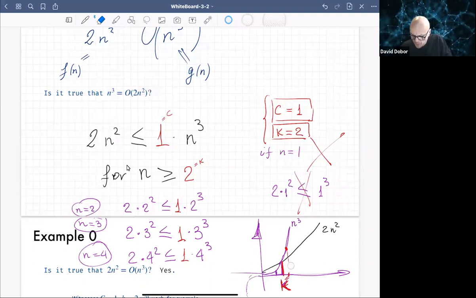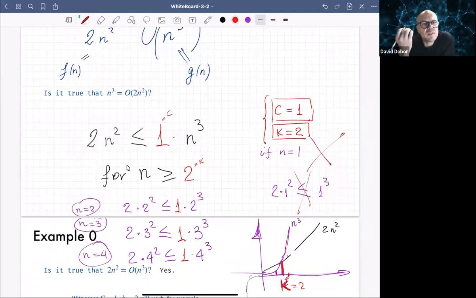K is exactly 2. In the future example, it won't be exactly 2. In fact, k is exactly 2. At 2, these two lines intersect. 2n squared and n cubed intersect exactly at n equals 2. And when n becomes larger than 2, then n cubed dominates 2n squared, meaning that the 2n squared remains below n cubed for all those n's.